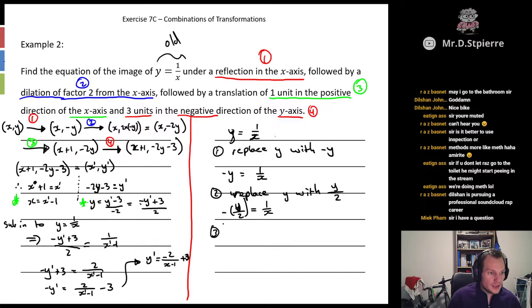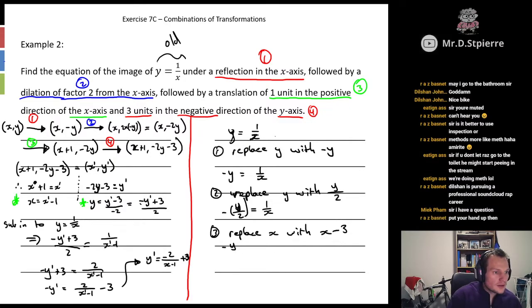Okay, so to 3, 1 unit in the positive direction of the x, so we replace x with x. And this is another weird thing with the inspection method. For the horizontal translation, we know it's switch the sign, so we get negative y on 2 equals 1 on x. Where did I make a mistake? I misread way back. When did I not? To 1 unit. No, that was all right.